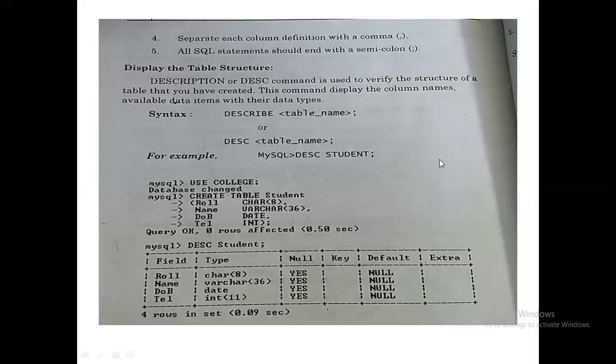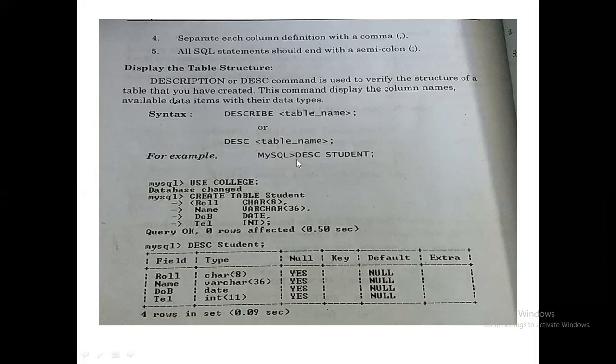So, display the table structure. After creating the table, we can see the structure of the table. The DESCRIBE or DESC command is used to verify the structure of a table that you have created. This command displays the column names, available data items with their data types. Write DESCRIBE table name, or you can write DESC table name.